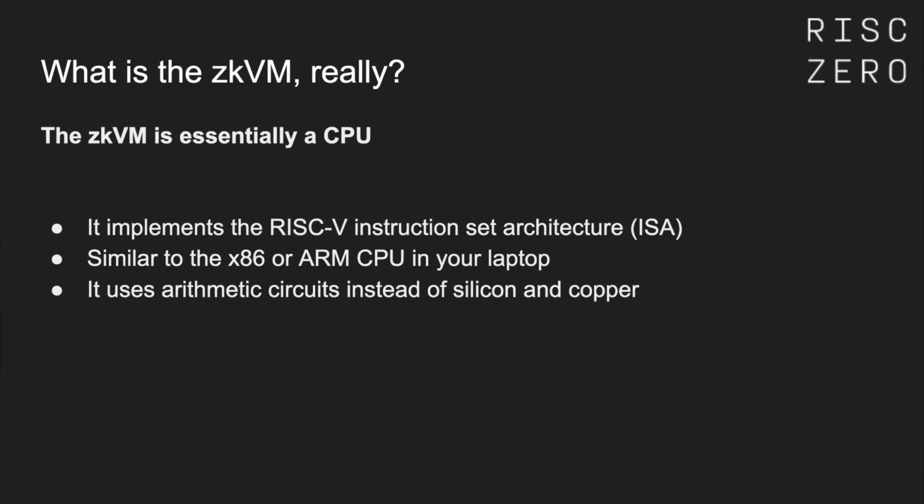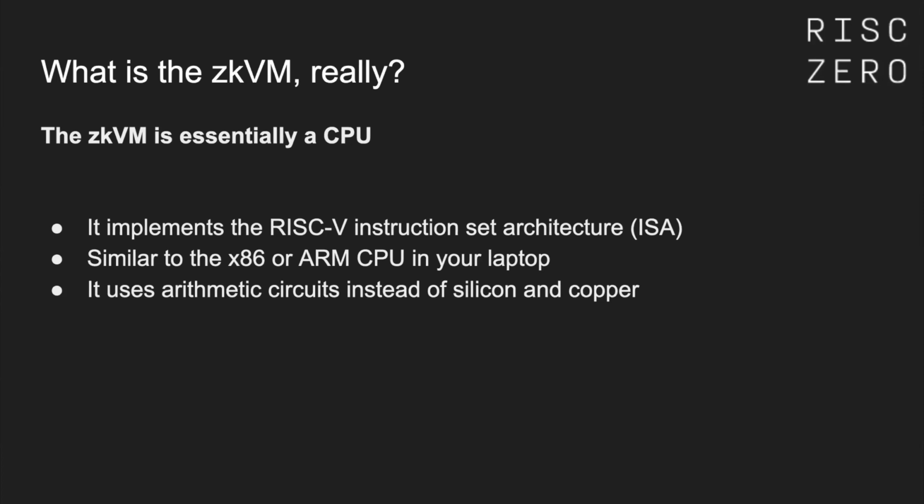The first bit of context I want to set is what the zkVM is at a base level. There are many things to say about it, but one really important thing to understand is that it is effectively a CPU. It implements what's called an instruction set architecture, in particular the RISC-V instruction set architecture. RISC-V is an open source ISA, very similar to x86, which is all Intel CPUs, or ARM, which runs basically all phones, but also now some laptops and servers as well.